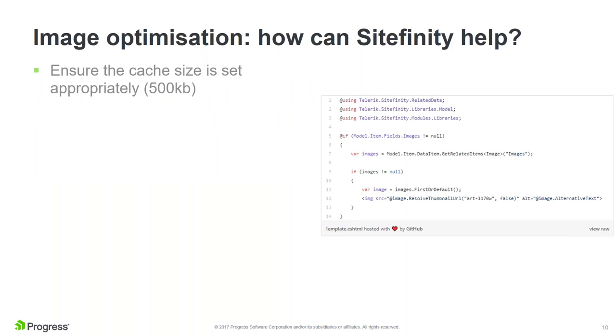So how can Sitefinity help us to resolve this particular issue? Fortunately, there's several things you can do in Sitefinity to avoid this issue and ensure that images are served optimized and appropriately sized for the task. First one is, if you're a developer or a site administrator, you can adjust the cache size that's set for the images, which is approximately 500 kilobytes. This is the point at which Sitefinity will go out and store a copy of the image on the server rather than requesting it from the database.